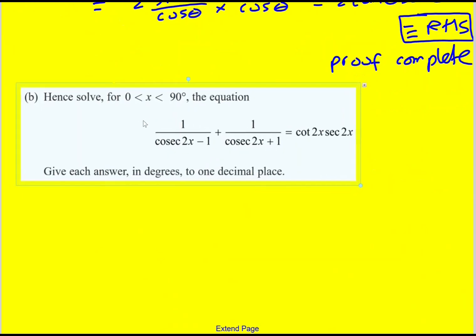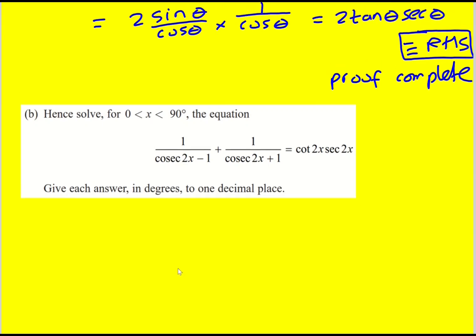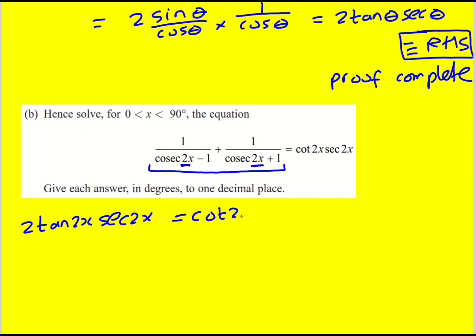And the "hence" is basically telling us to use that identity that you just found in the first part. So the first thing I'm going to do is write down 2 tan 2x sec 2x. That's all I've done. I've just replaced this, but now I've got a 2x here. I need to slightly modify the identity, and that is going to equal cot 2x sec 2x.